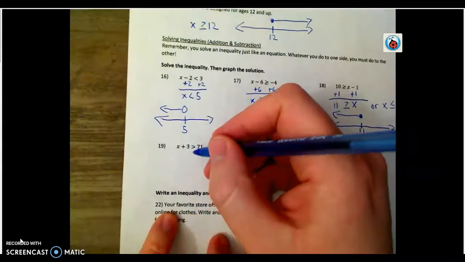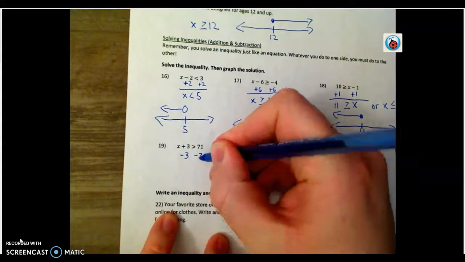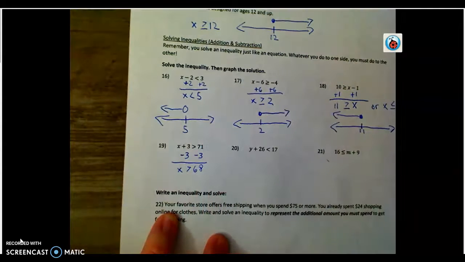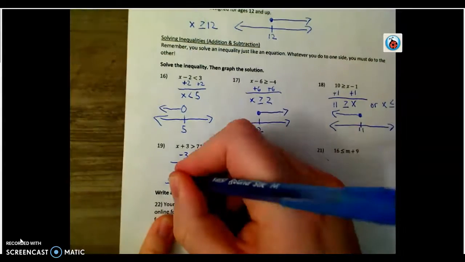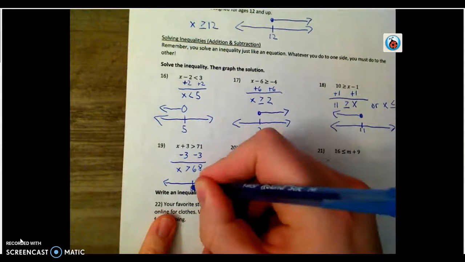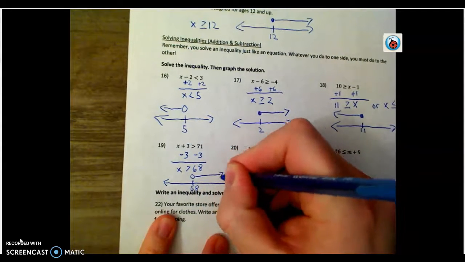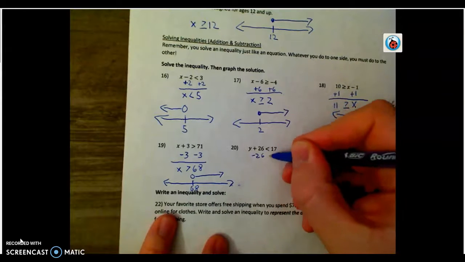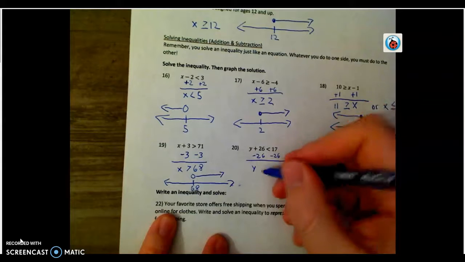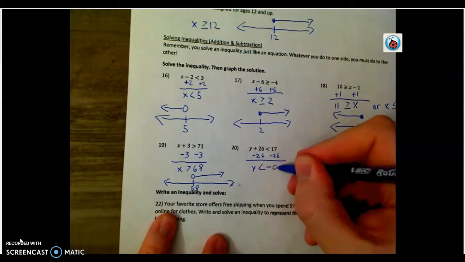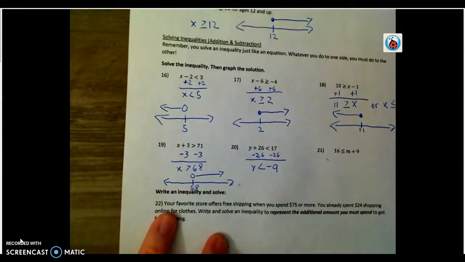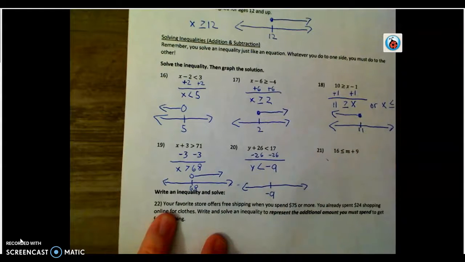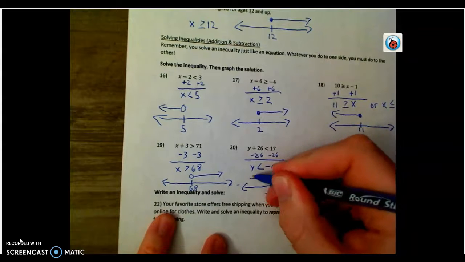19, we got x plus 3 is greater than 71, so we can subtract 3 from both sides and get x is greater than 68. So for our number line, our boundary point is 68. We need an open circle shaded to the right. Number 20, we're going to subtract 26 from both sides and get y is less than negative 9. So we need our number line with our boundary point of negative 9. Open circle shaded to the left.